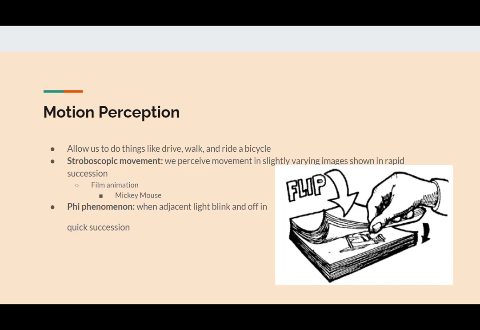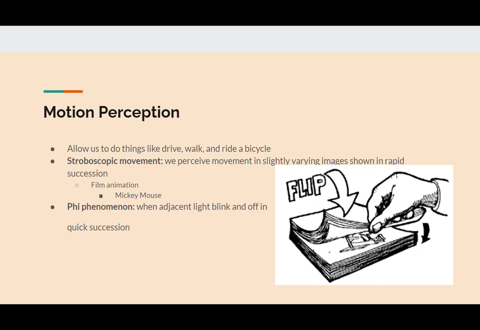Another illusion is called the phi phenomenon. This is created when adjacent lights blink on and off in quick succession, like you might see on Christmas lights along the edge of a roof or highway arrows telling us to keep to one side or the other.